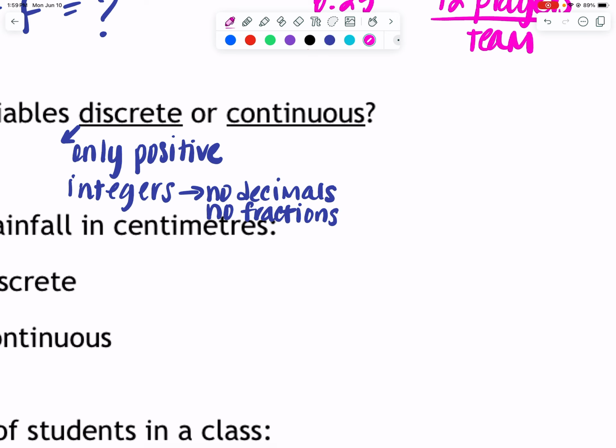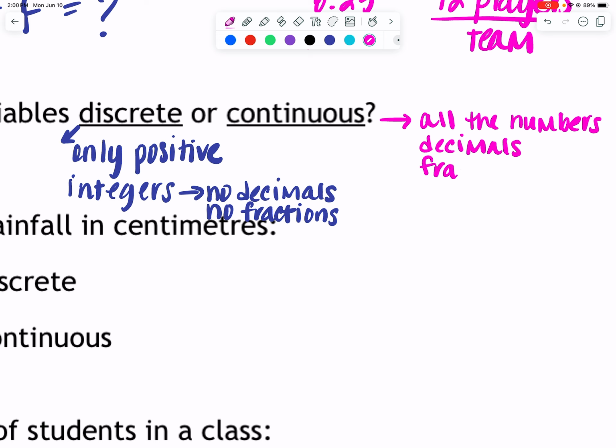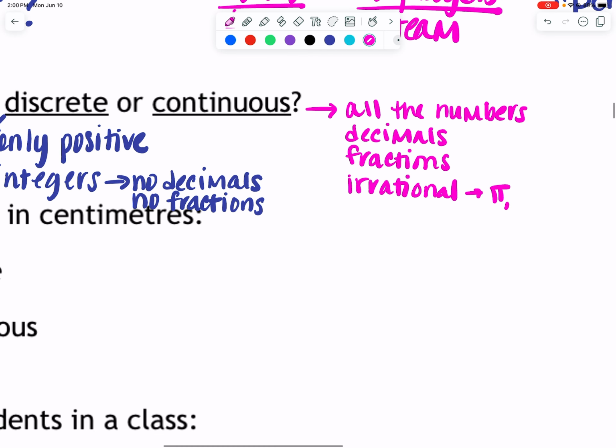Continuous data uses all the numbers. It uses decimals. It uses fractions. It uses irrational numbers like pi or e or square root of 2. And it also could bring in negatives. So you have a lot more options for the continuous data.